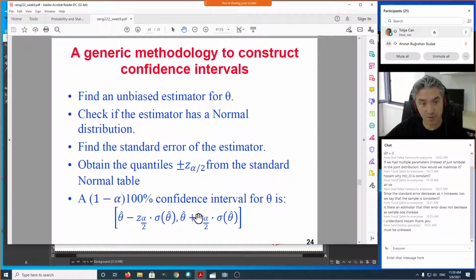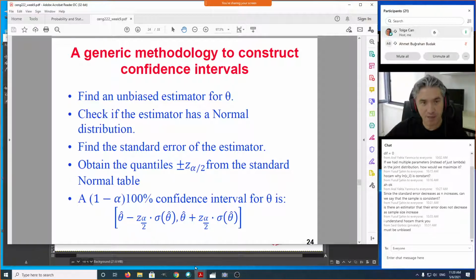If they're not coming from normal, so this generic method, when we have an estimator that is normal distribution, then we can use these z values. We compute the standard error of the estimator depending on whether the individual standard deviation is known or not. We'll have to compute this part differently. So this part is going to differ in different cases for known and unknown standard deviation. So we find the standard error. We obtain these plus minus z alpha over 2 quantiles from the standard normal table.